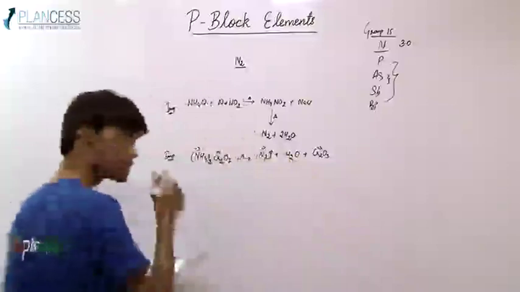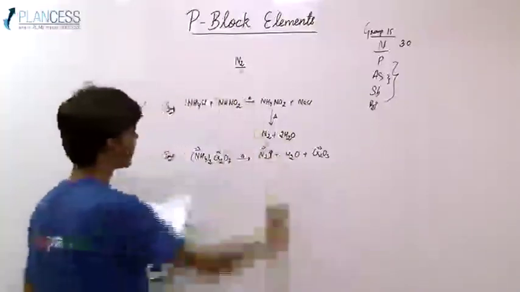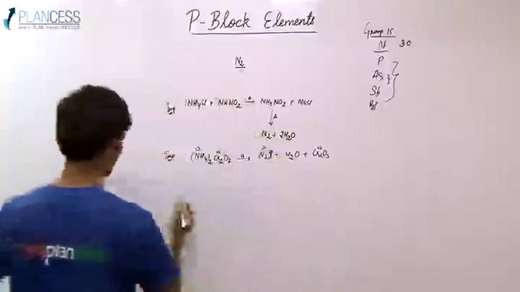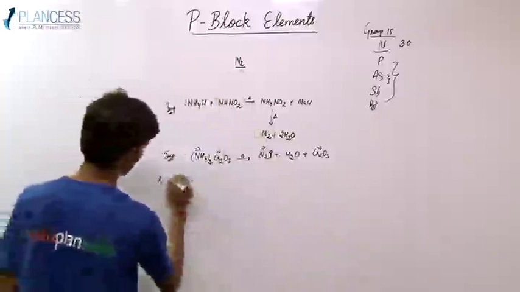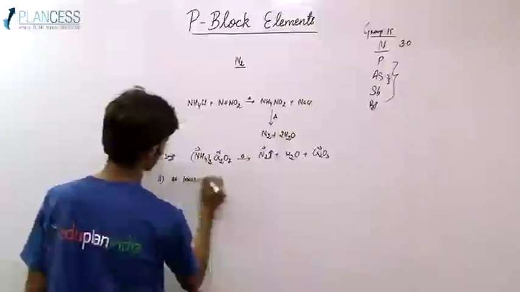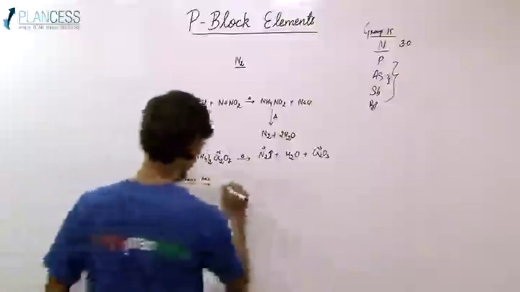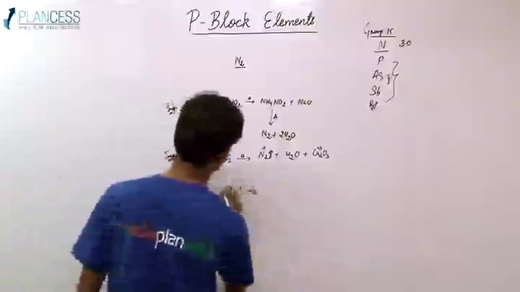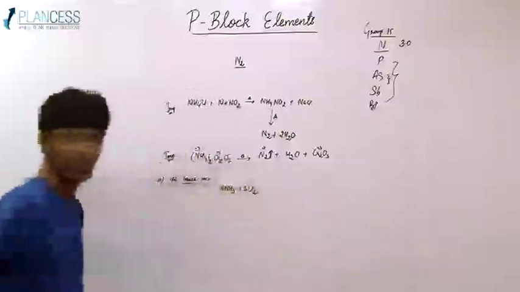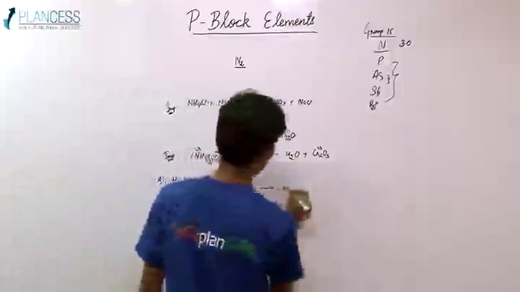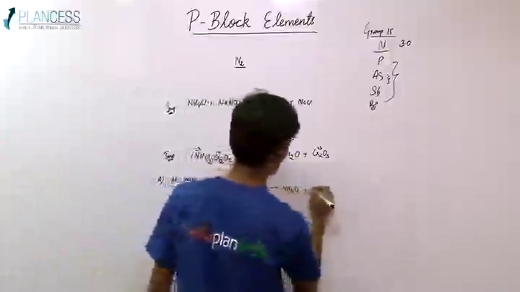Now talking about the oxidation of ammonia, nitrogen can also be prepared by oxidation of ammonia. There are two different types. One is at lower temperature. At lower temperature, when ammonia is mixed with chlorine gas in the ratio of 8:3, NH4Cl is formed and N2 gas is evolved.